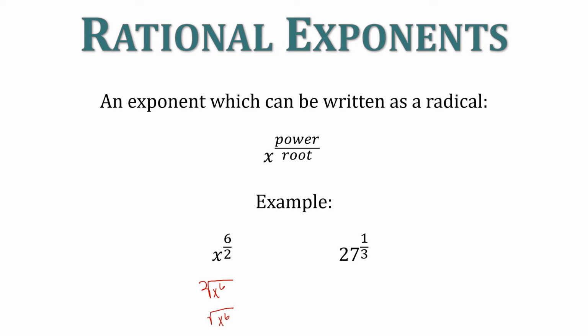When there's not a power written in the front, we understand that it is a power of 2. The same thing with the 3. For the 27 to the 1/3, the 3 is going to go with the radical. So cube root of 27 to the first power. But we know we don't have to write that power, so we have the cube root of 27. So anytime I have a power that is a fraction, I can rewrite it as a radical.